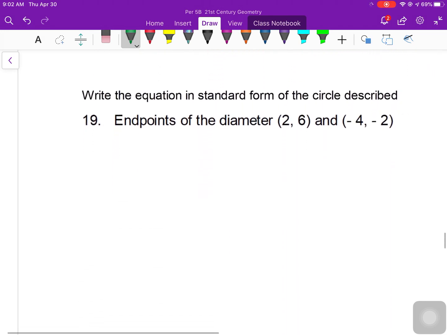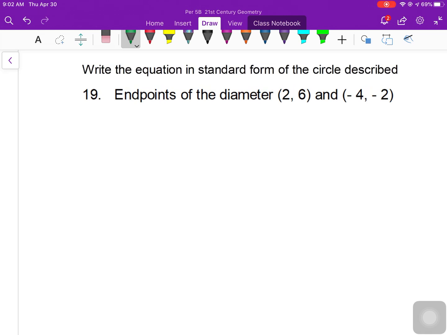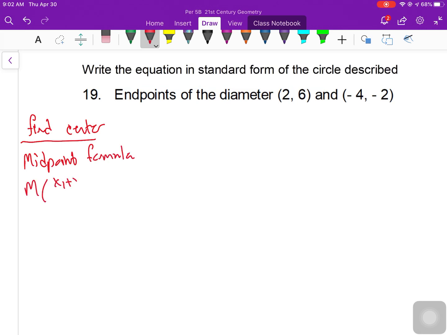Now, number 19, they ask us again for the equation, but they don't give us the center or the radius. The first step has to be to find the center. And we're going to reach way back to the beginning of geometry, and we're going to use the midpoint formula.